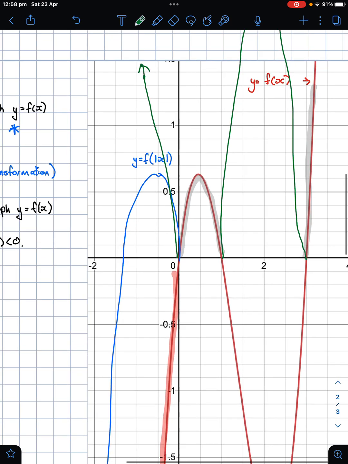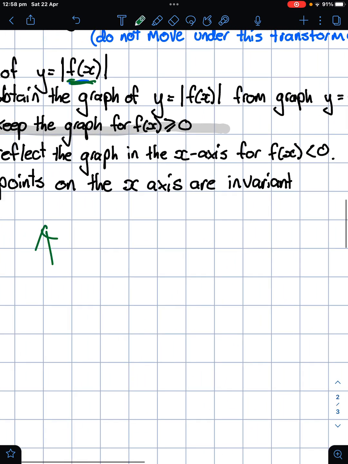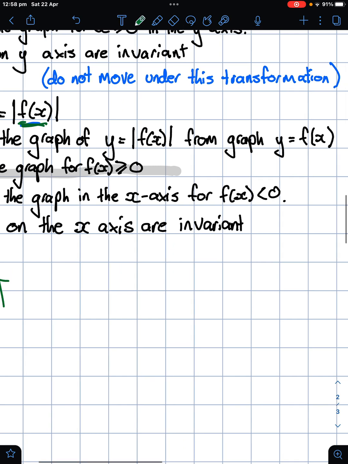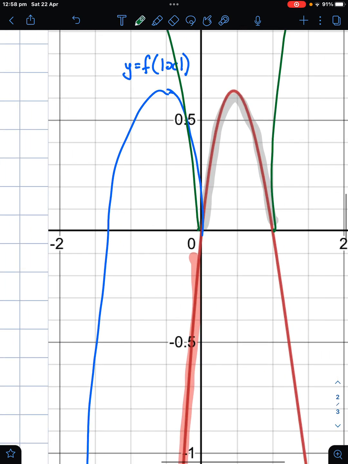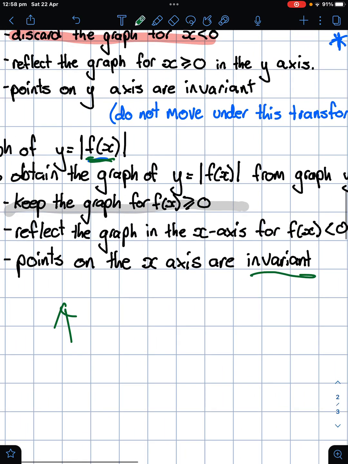Now, I'm on an iPad, so my drawing is not the best, but you've got to remember that this bit here has no negative values. Everything is positive in that. Now, I didn't talk about the invariant points, so points on the x-axis are invariant, which means this value and this value don't change under that transformation for that one.